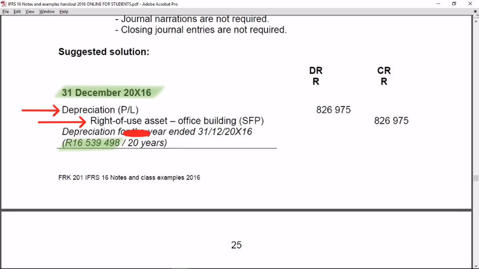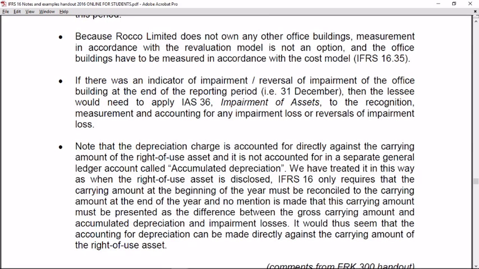then the main issue here is to determine how many years will you use for your straight line depreciation. Ownership does not transfer, therefore you have to use the shortest of lease term or useful life. The useful life of the office building is 25 years, but the lease term is only 20 years. So that's why your depreciation is calculated over 20 years. Please refer to some of the comments at the end of this example. I refer you to the last bullet.